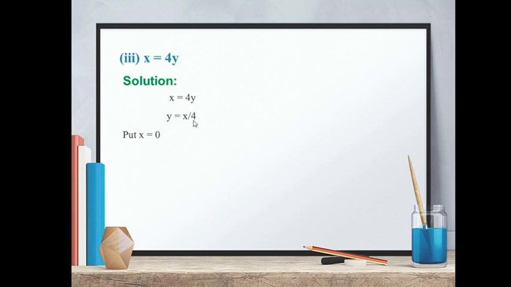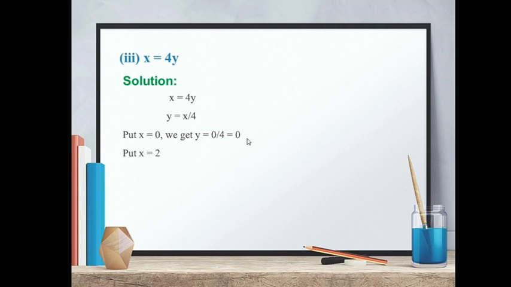Then put x equals 0, we get y equals 0 divided by 4, which is equal to 0. As I have taken x equals 0, so y equals 0 divided by 4, as the equation is given here, y equals x by 4. So 0 divided by 4 is equal to 0. So here we got y as 0 when we kept x as 0.